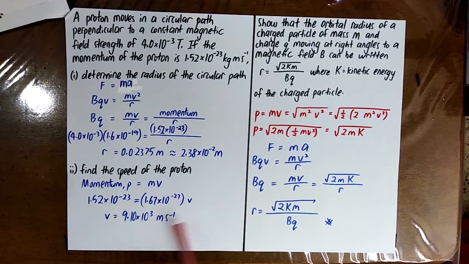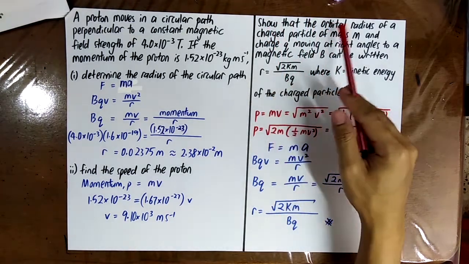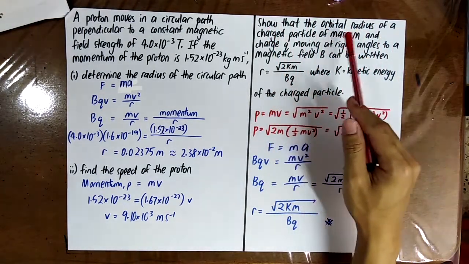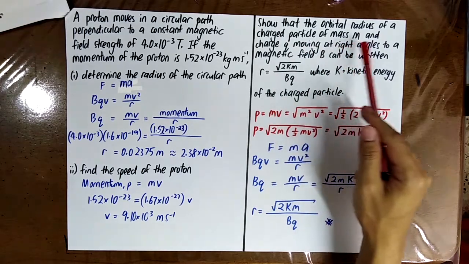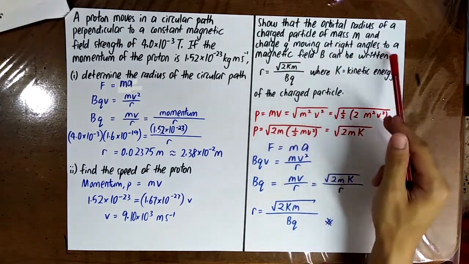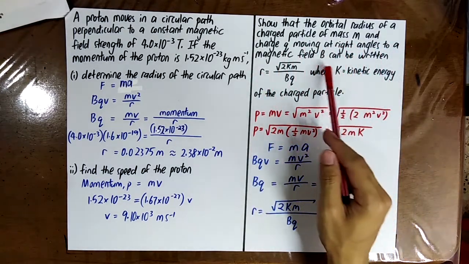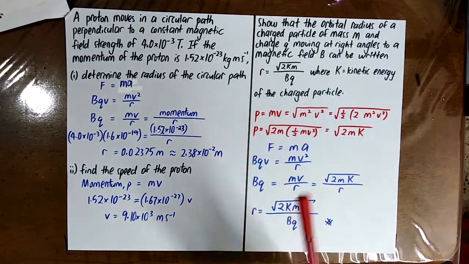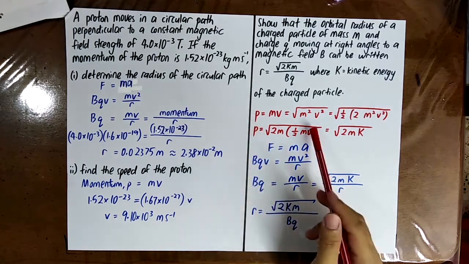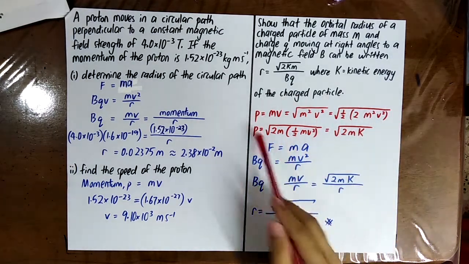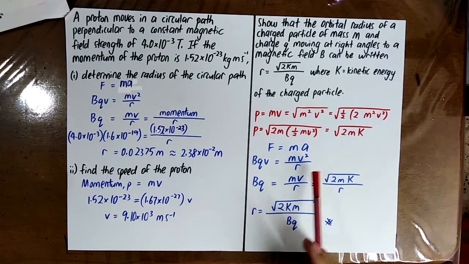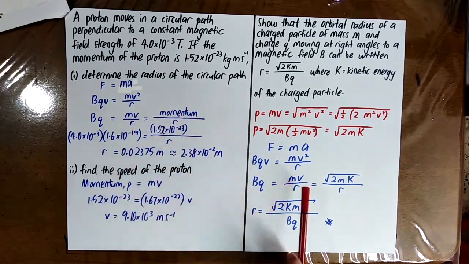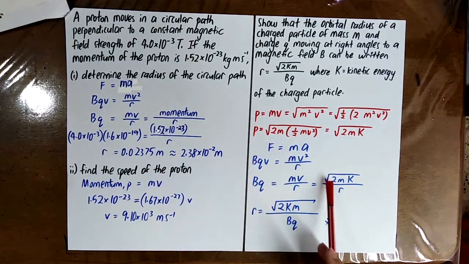Show that the orbital radius of a charged particle of mass m and charge q moving at right angles to a magnetic field B can be written as this one, where K is the kinetic energy of the charged particle. You really have to know that momentum equal to square root of 2mK. Just now you know that the momentum is mv, so the momentum is square root of 2mK, and therefore you can arrive at this equation.